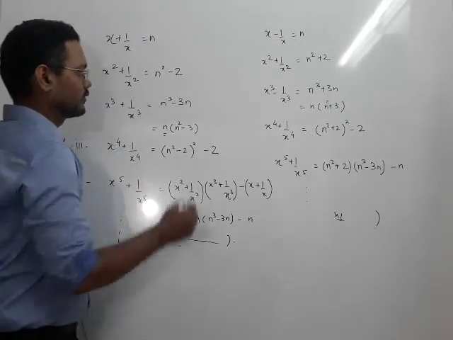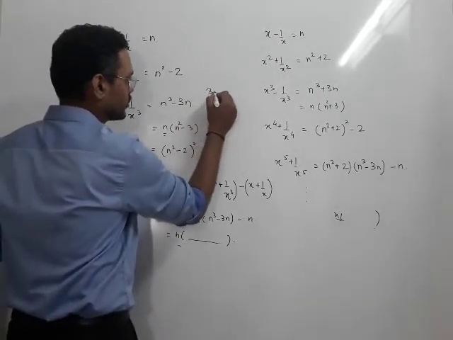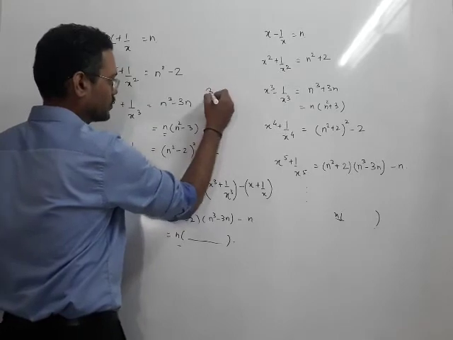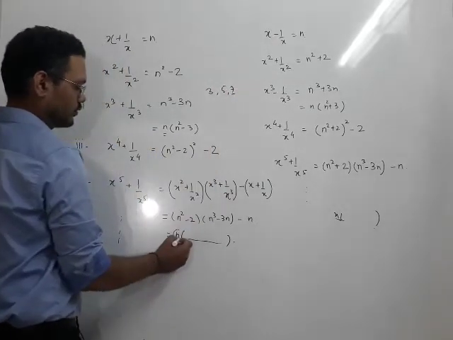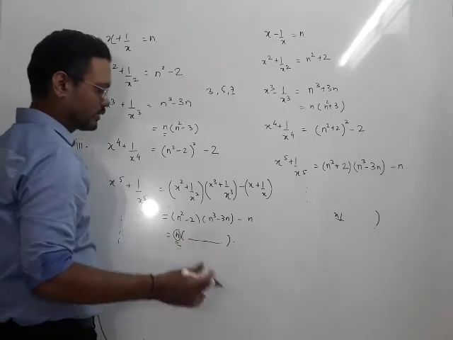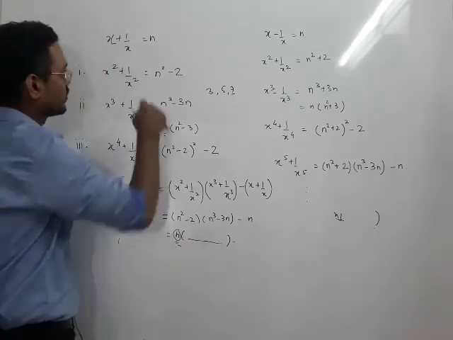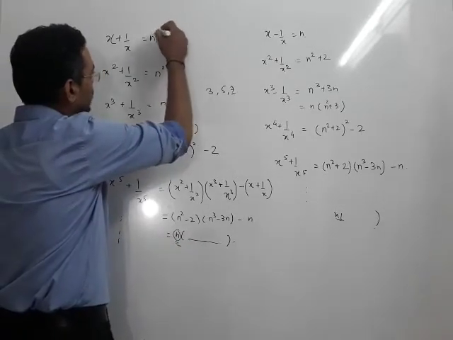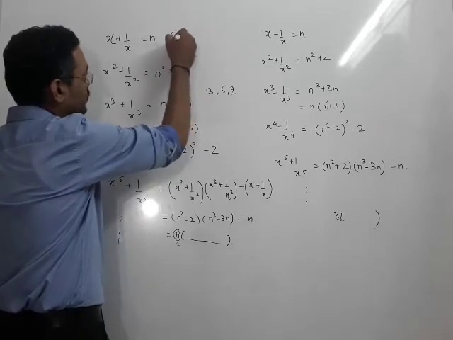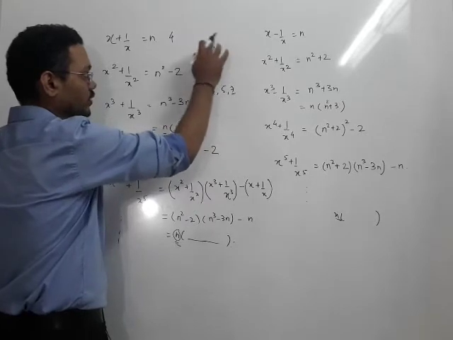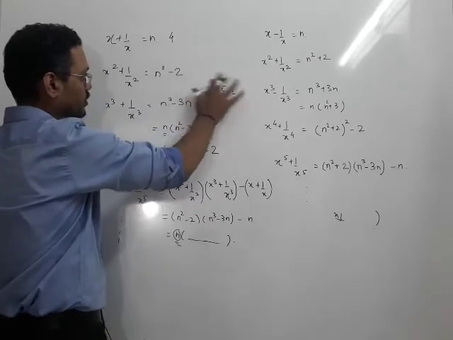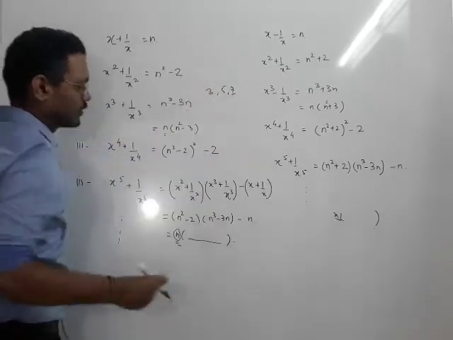Because if you see it carefully, in all the odd multiples or odd powers 3, 5, 7, the answer has to have n. It has to be a multiple of n. Let's say if x plus 1 by x is given to be 4, then whatever options are given, that has to have 4 in it. It's just for your knowledge. We will refer to that if required.